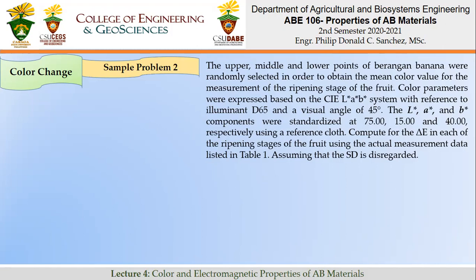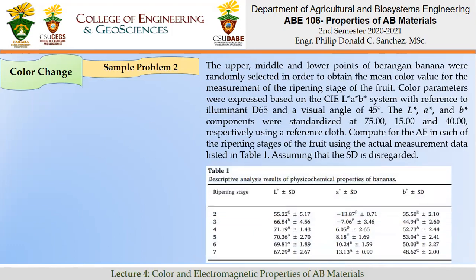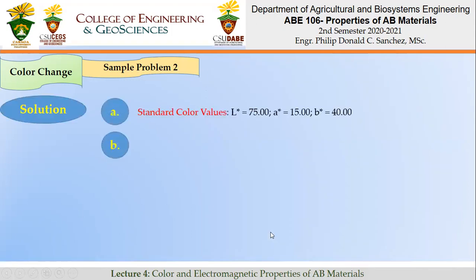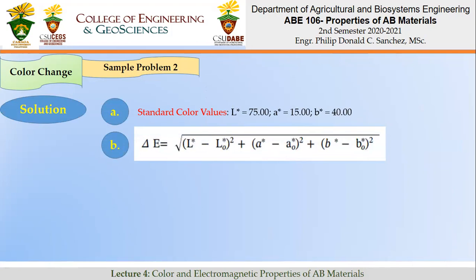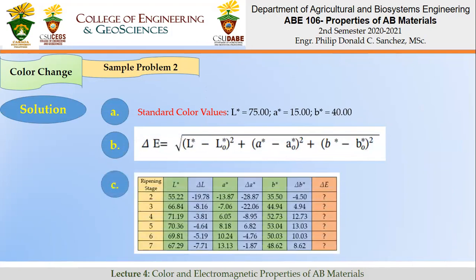Compute for the delta E in each of the ripening stages of the fruit using the actual measurement data listed in Table 1. For example, this is your data in Table 1. Ripening stages 2, 3, 4, 5, 6, 7. So you have six ripening stages. You get the change in L, A, and B for all of these ripening stages. The standards are 75, 15, and 40, so you just subtract them from your measured values.